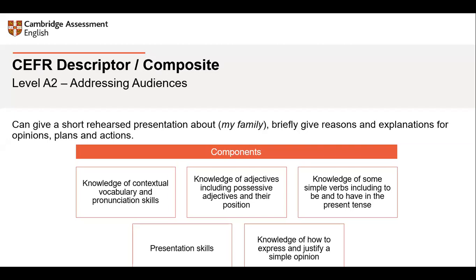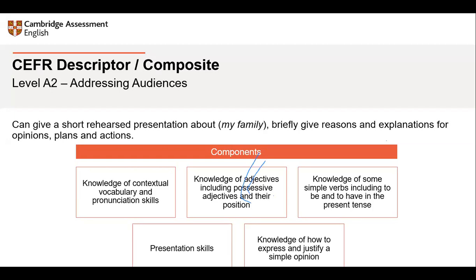And they need also presentation skills. So it's not only about the language, but it's about developing some skills in order to present. We can see people fiddling with the board here, experimenting with the platform. So these are called components.